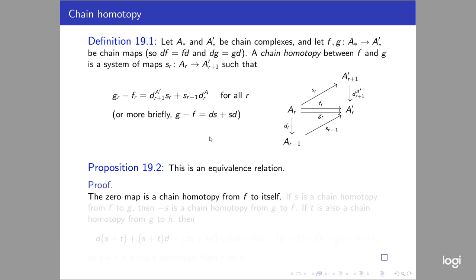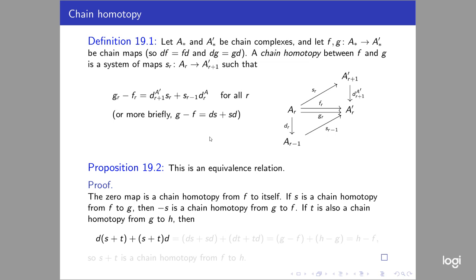That's all fine. Then the relation is supposed to be symmetric. So if F is chain homotopic to G, then G is supposed to also be chain homotopic to F, and that's easy to do, right? If S is a chain homotopy from F to G, so G minus F is DS plus SD, then we just replace S by minus S, and we get a chain homotopy the other way around from G to F.